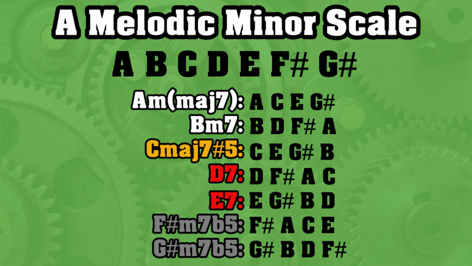So you have a minor, major 7th chord, you have a minor 7th chord, you have an augmented chord, or in 7th form, it's a major 7th sharp 5 chord. You then have 2 dominant 7th chords. You then have 2 half diminished chords.